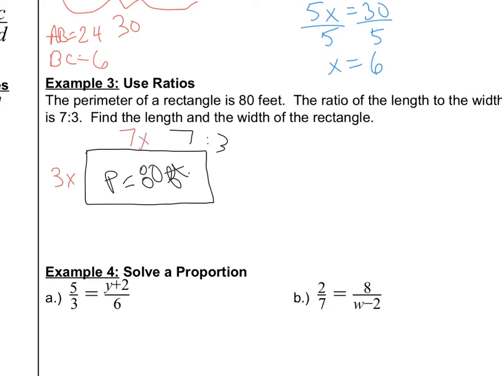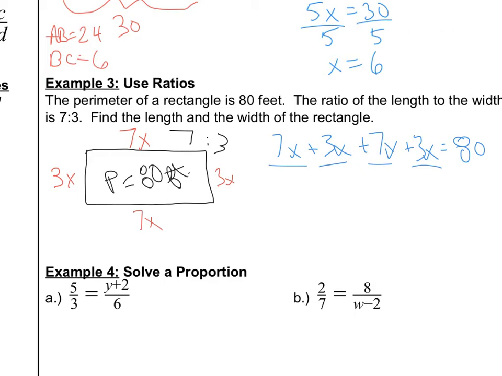Now they want us to figure out the length and width. Now perimeter means adding up all the sides, right? It's a distance around the object, so it means this part is really 7x and this part's really 3x, right? Together all four added up equal 80. So off to the side here, let's make an equation. You got the length plus the width plus the other length plus the other width equals 80.